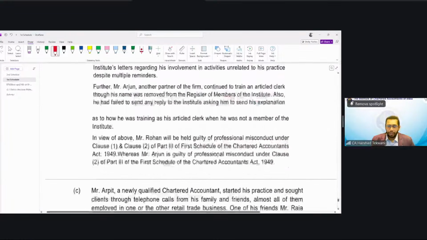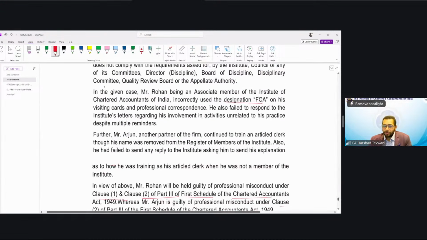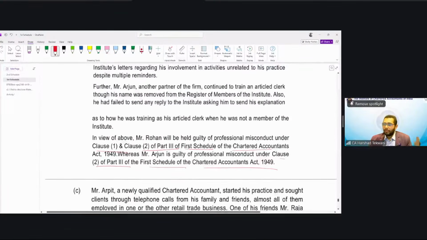Okay, and as a result, clause 1 and clause 2 of the first schedule of the Chartered Accountants Act, and Arjun, again clause 2 part 3 of the first schedule of the CA Act, because he failed to respond. And Mr. Rohan, again, he was acting as a fellow but he was not a fellow, and he also failed to respond.